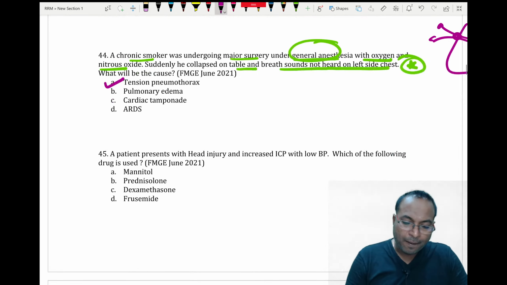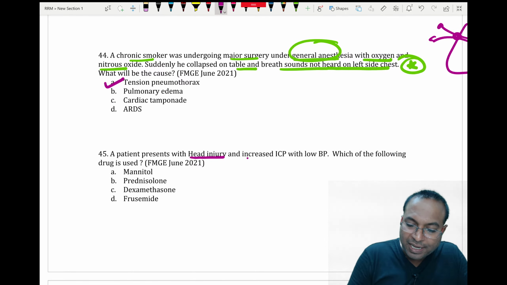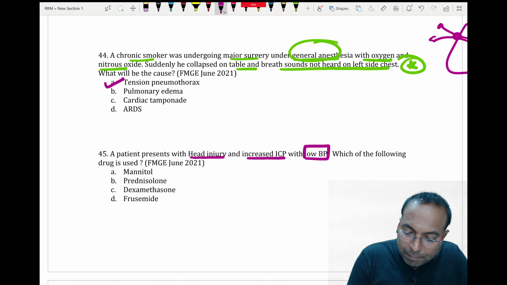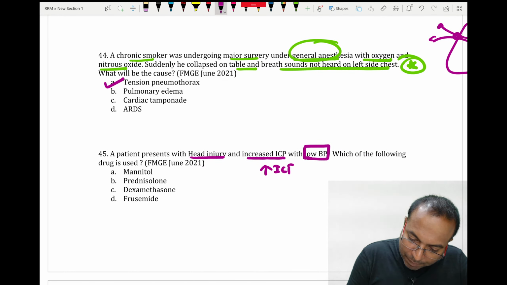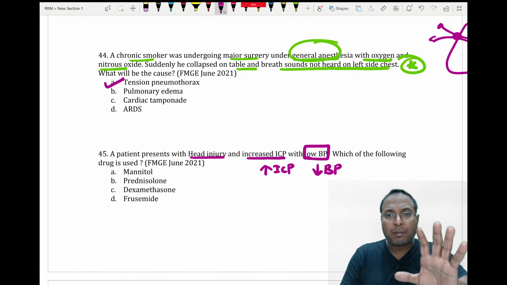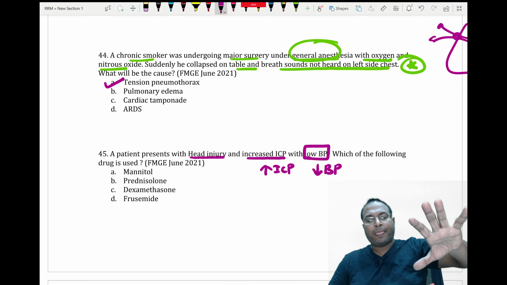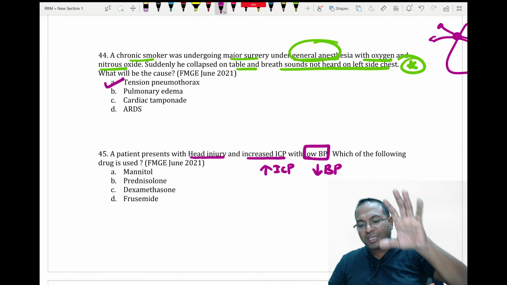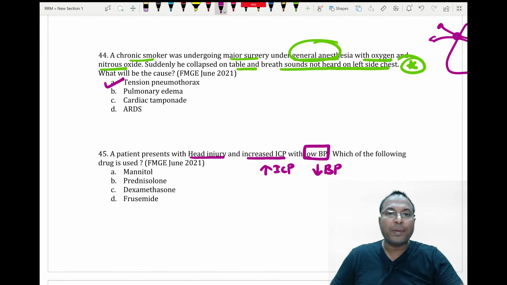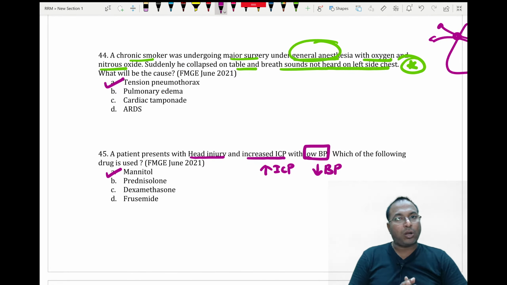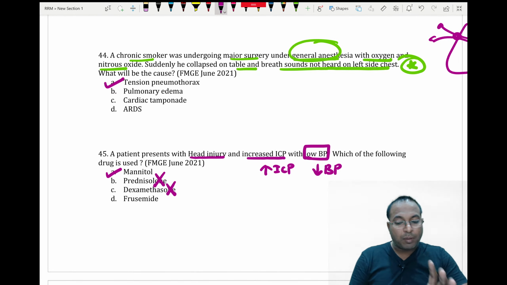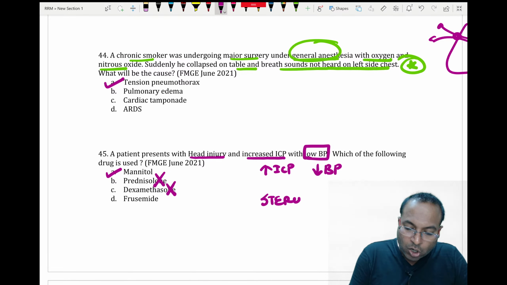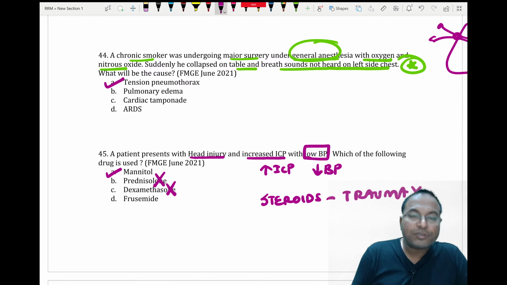Okay. Patient presents with head injury and increased intracranial pressure with a low BP. Head injury, increased intracranial pressure, decreased BP. Please remember, in a head injury case, increased intracranial pressure is the first thing we should concentrate on, and we should give mannitol. Which drug should be given? The drug is mannitol. Which drug should not be given? Prednisolone and dexamethasone should not be given. Please remember, steroids are contraindicated in trauma. In trauma, you should not give steroids.